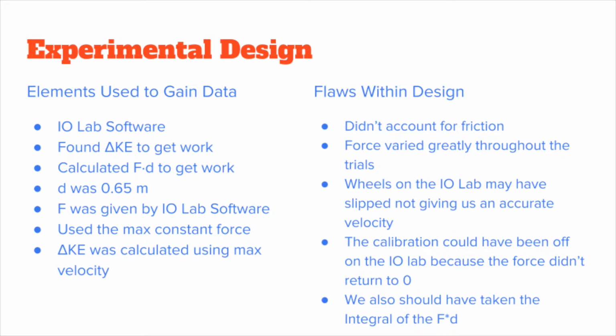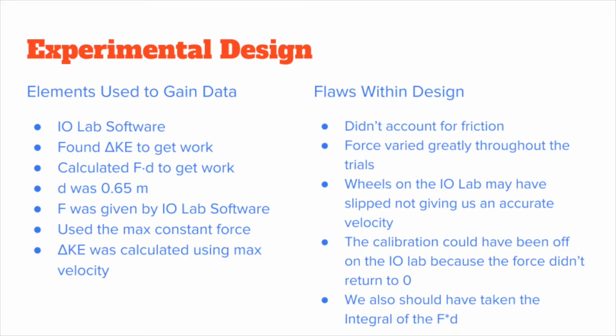The experimental design. The experimental design consisted of elements used to gain data. These elements were the IO-lab software. We found kinetic energy to get work. We calculated the force times the distance to get work. The distance was 0.65 meters. Force was given by the IO-lab software.